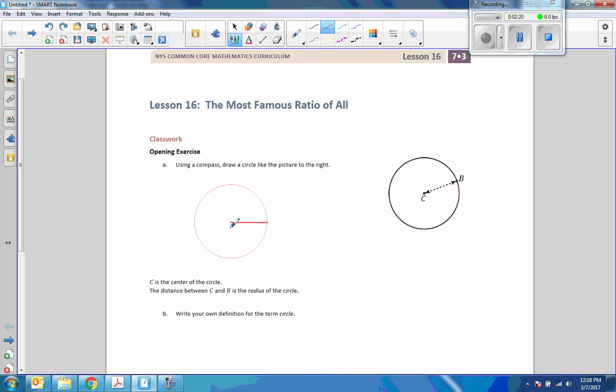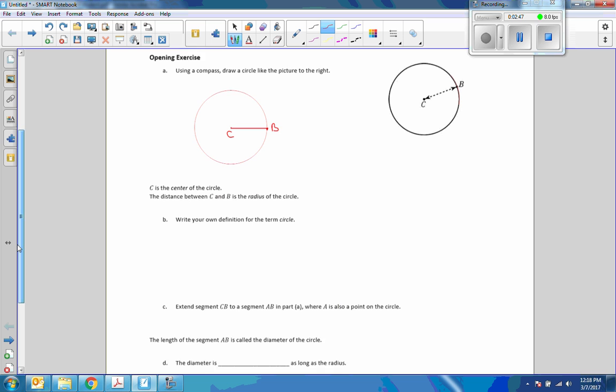So if I labeled this C, C is the center of the circle, and the distance between C and B is the radius of the circle, then I'd call this point right here B. So this is identical to this circle, and CB is the same length as this C. So that's how we draw a circle using a compass.